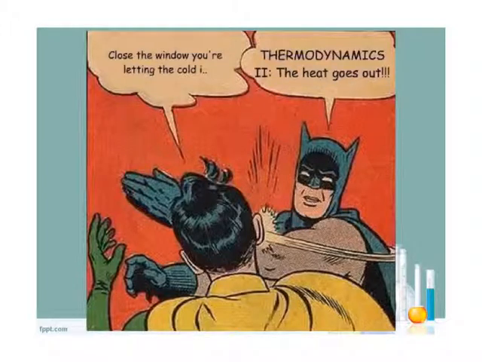This is one of my favorites. It's an old Batman comic that somebody's messed with. It says, "Close the window, you're letting the cold in." Thermodynamics too, the heat goes out. So anytime somebody says you're letting the cold in, you're actually letting the heat out. It's going from the hotter room inside to the cooler air outside. Heat flows from high temperatures to low temperatures.